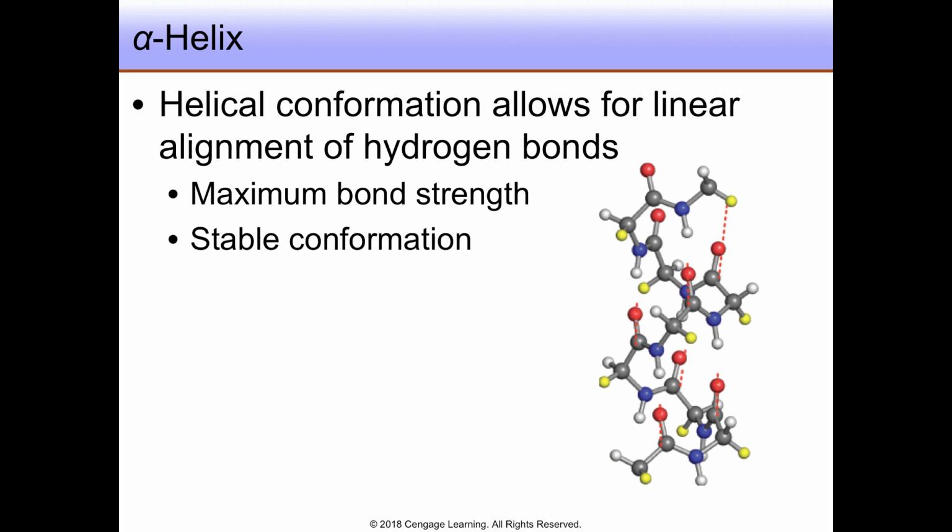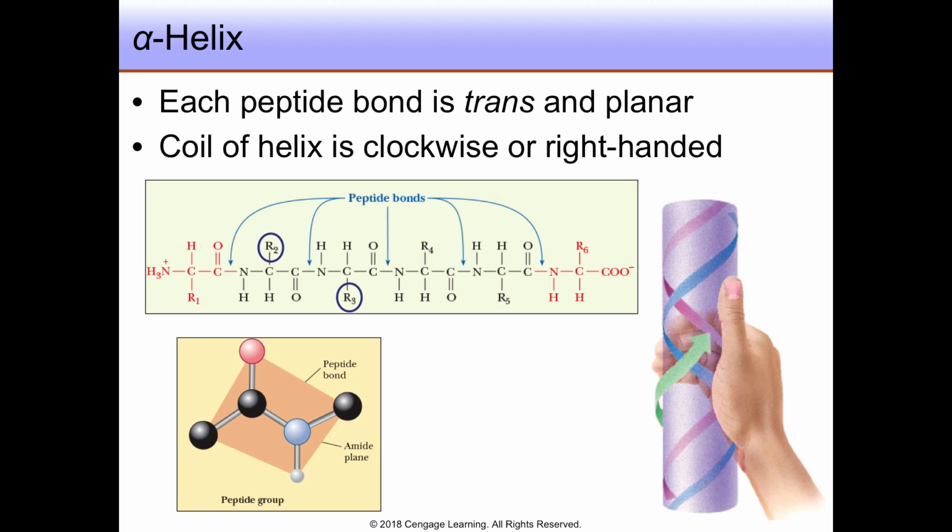The first type of secondary structure that we want to consider is the alpha helix, pictured here. This arrangement allows for a linear alignment of hydrogen bonds, which you may recall makes for the strongest type of hydrogen bond. This means it produces a very stable conformation.